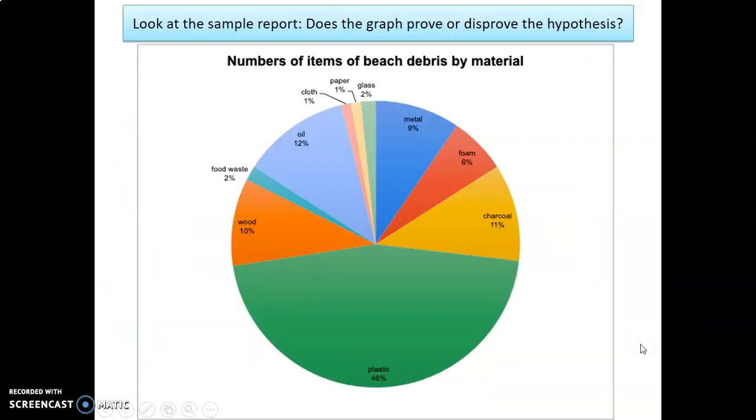All right, let's look at the sample report. This is one of the graphs used in this sample report. Take a look at the hypothesis and say if this graph proves or disproves the hypothesis. Pause the video and think.